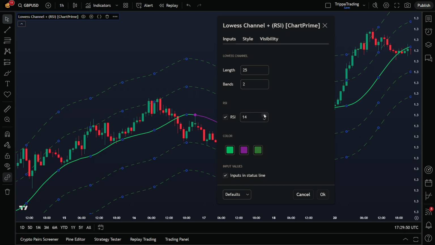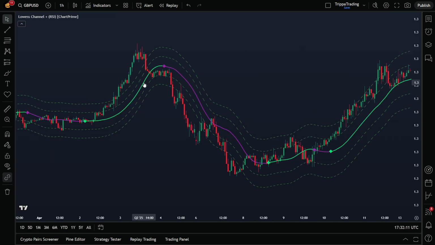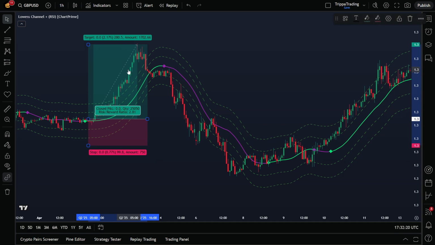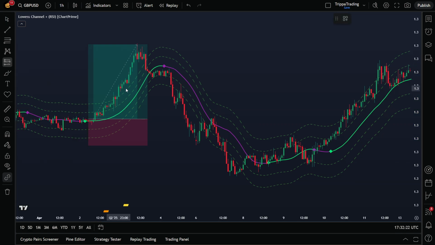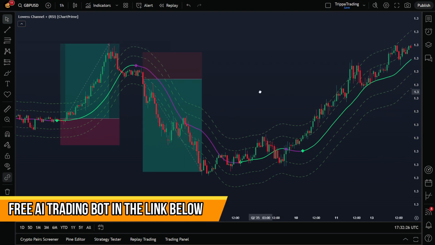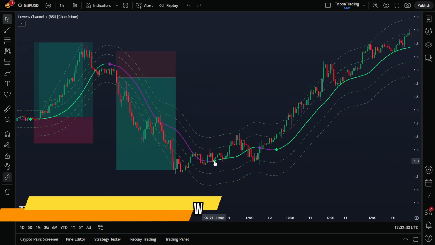So definitely play around in there to see what works best for your style. Now, let's see how we can use this indicator in trading. One straightforward way is just using the main lowest line for trend direction. If the line is green, you might focus on looking for only buy opportunities. If it's purple, you should focus on taking only sell trades. Simple as that.